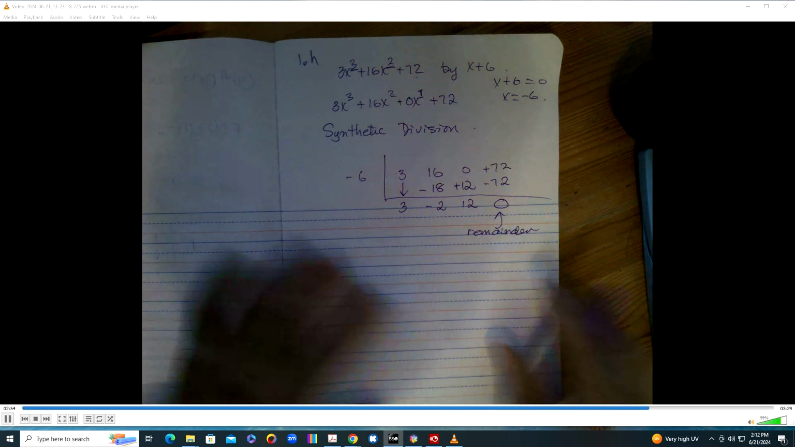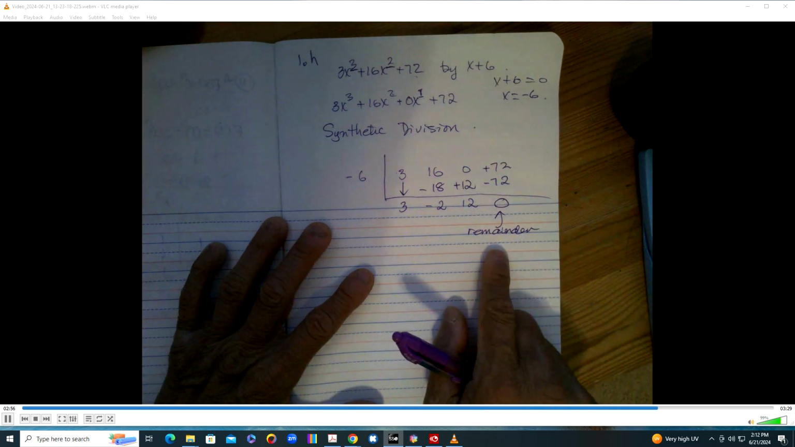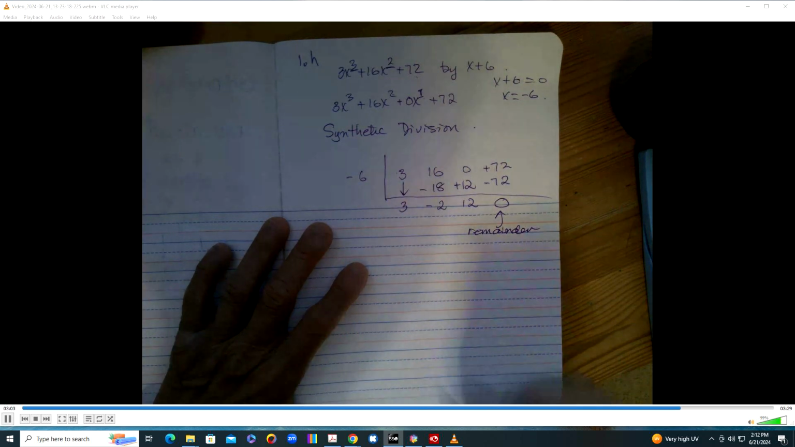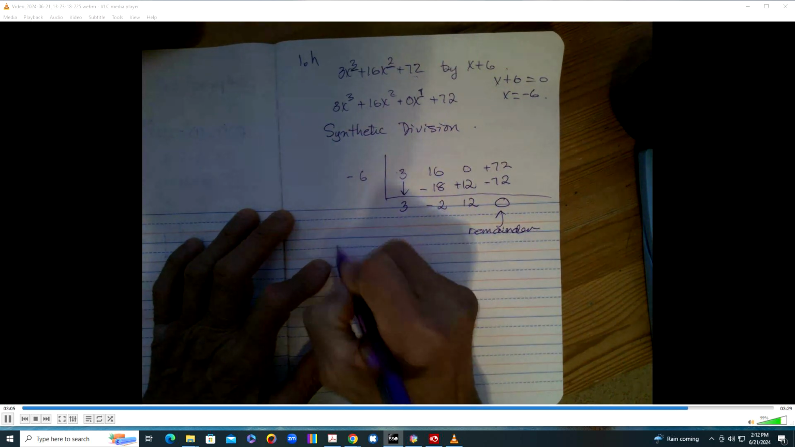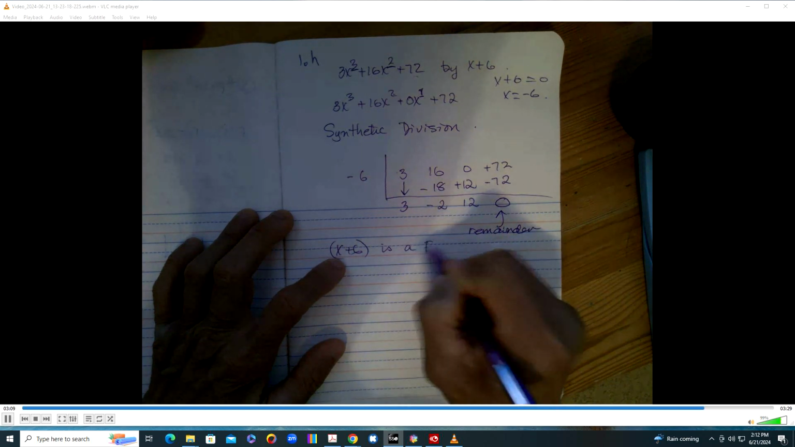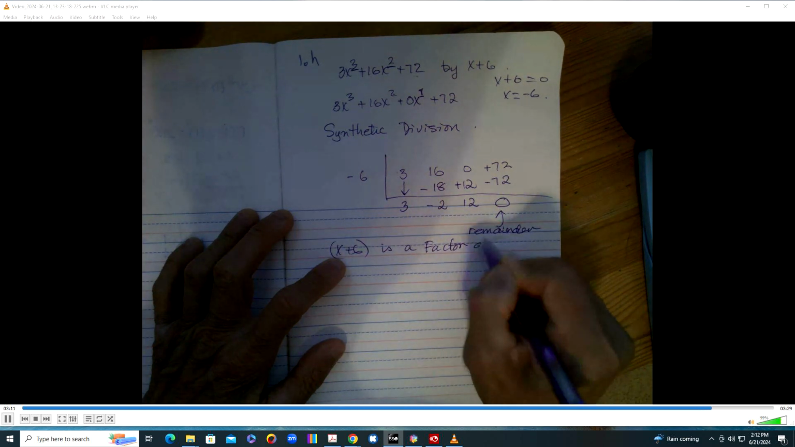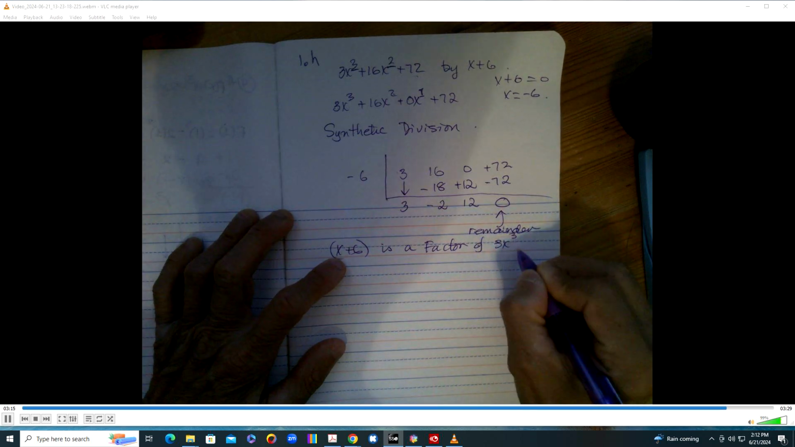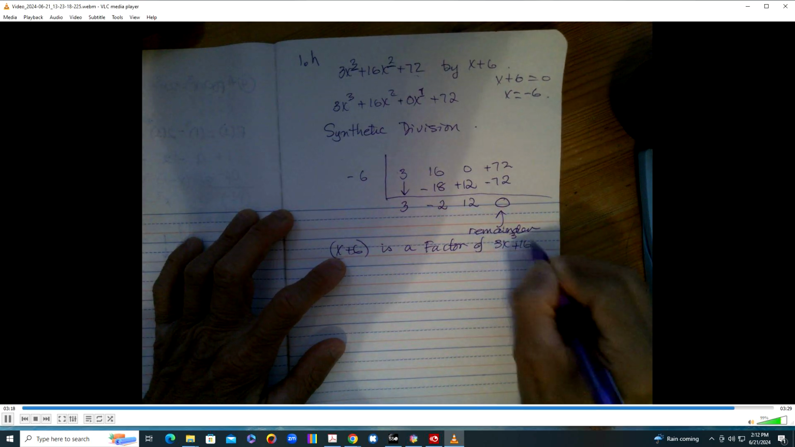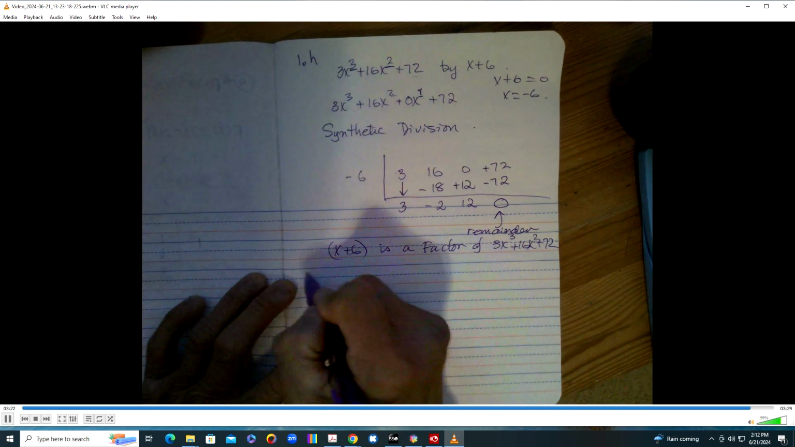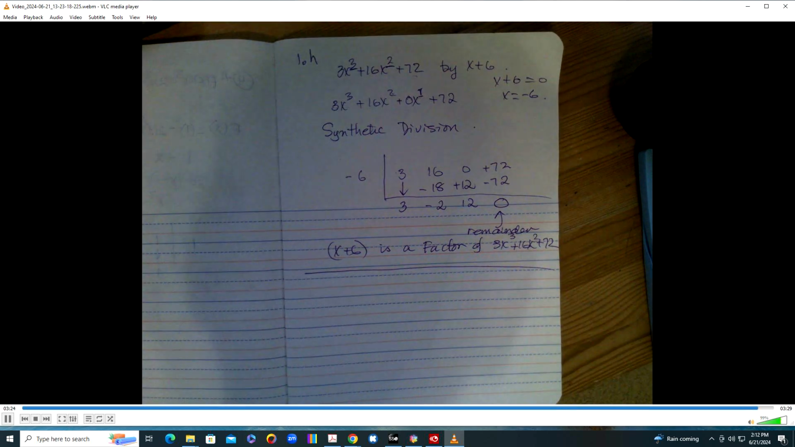is 0. Then we know this x plus 6 is a factor of this function, right? So we can say that x plus 6 is a factor of 3x to the third plus 16x squared plus 72. Okay, that is one method.